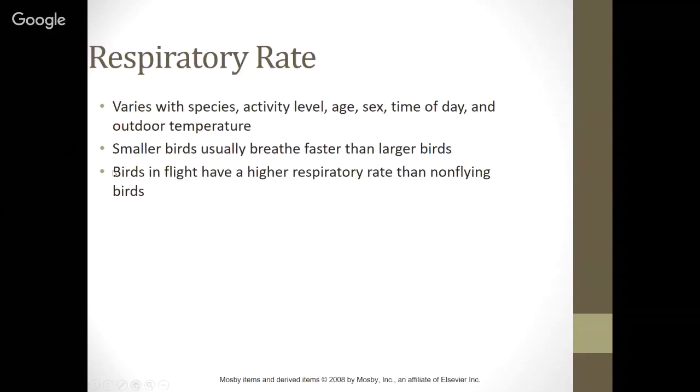The respiratory rate varies with species, activity level, age, sex, time of day, and outdoor temperature. Smaller birds usually breathe faster than larger birds. Birds in flight have a higher respiratory rate than non-flying birds.